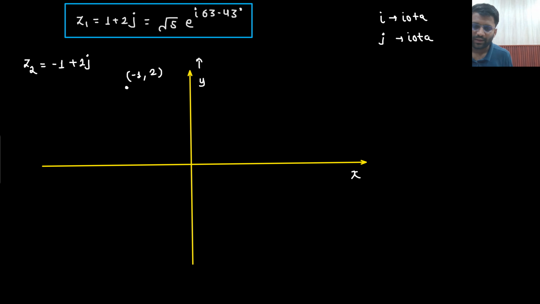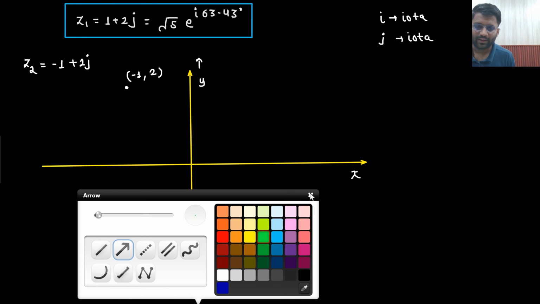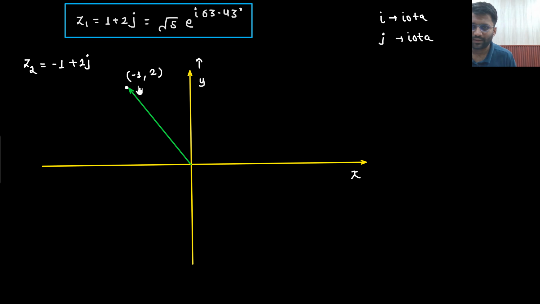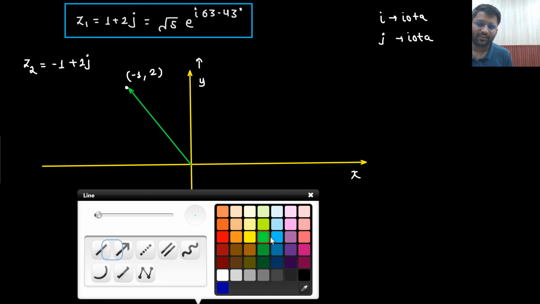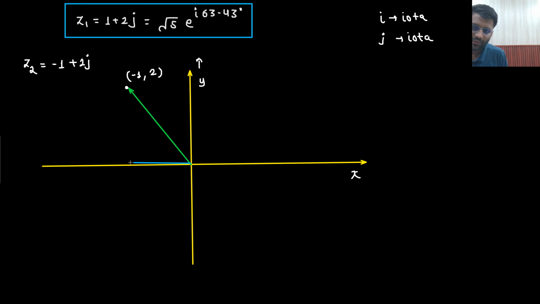Minus 1 plus 2 iota. And what is the vector? This is the vector that we can make. And what is the length it is covering? Here it is covering the length of 1, and here it is covering the length of 2. Understandable? This is the length of 1. This is the length of 2.